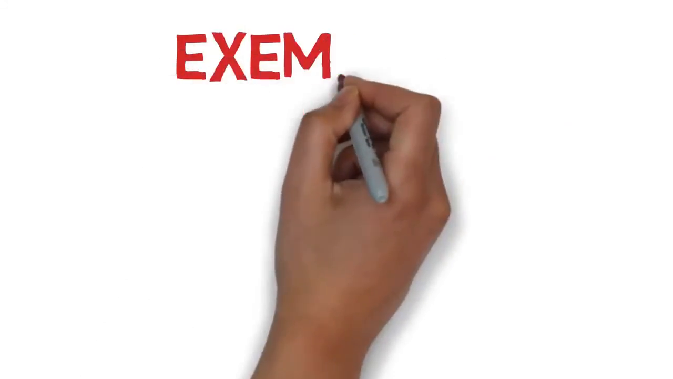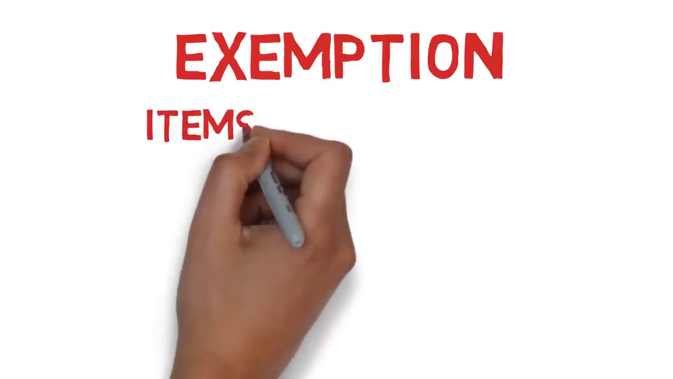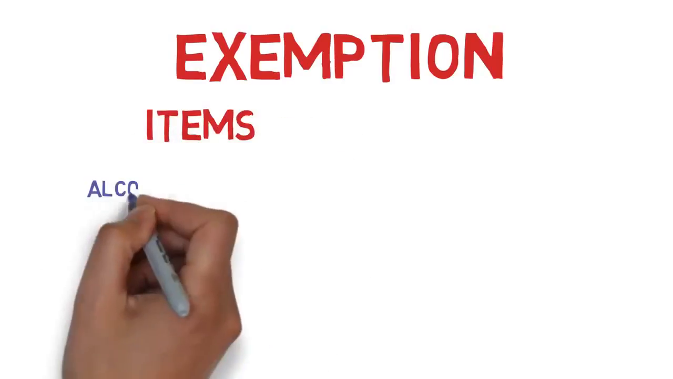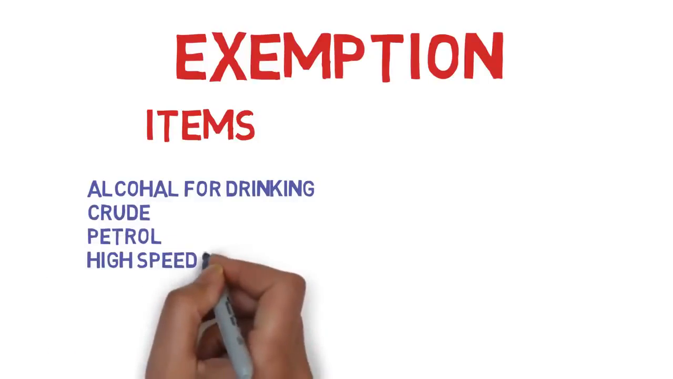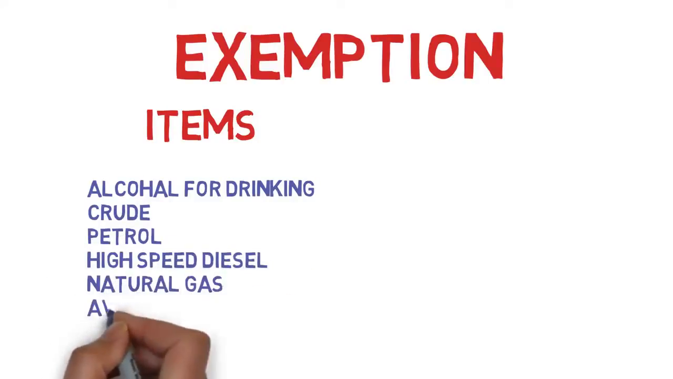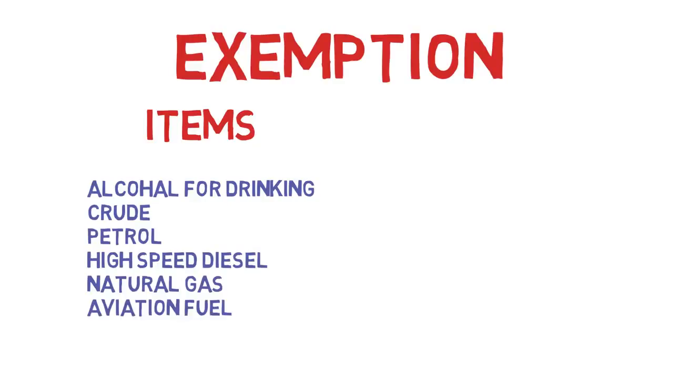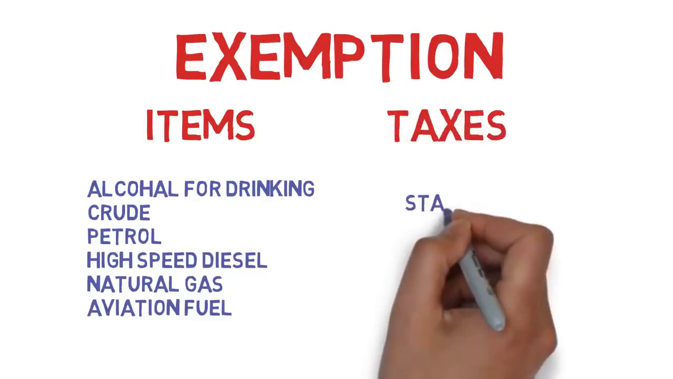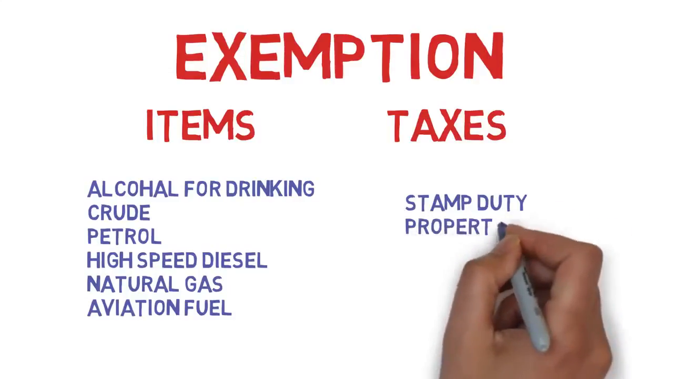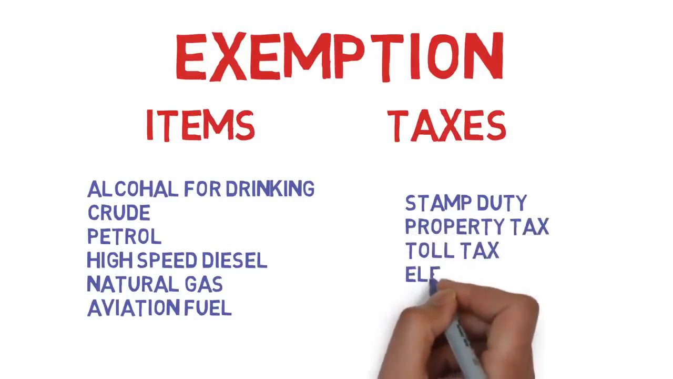There are some items which are exempted from GST: alcohol for human consumption, petroleum products like crude, petrol, high-speed diesel, natural gas, and aviation turbine fuel. There are some taxes also which are exempted: stamp duty, property tax, toll tax, electricity duty, etc.